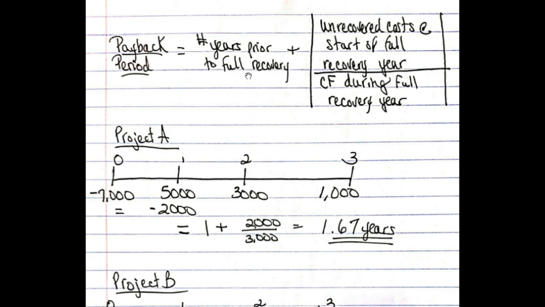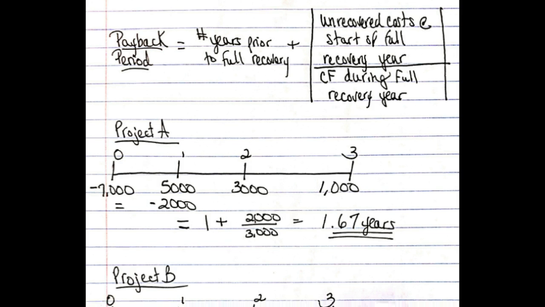by adding the cash flows to the cost until the thing turns positive, basically. So we find the number of years prior to full recovery plus the absolute value of the unrecovered cost at the start of the full recovery year divided by the cash flow during the full recovery year. Okay, so you can jot that down if you need to. What do we do there? How does that make any sense?